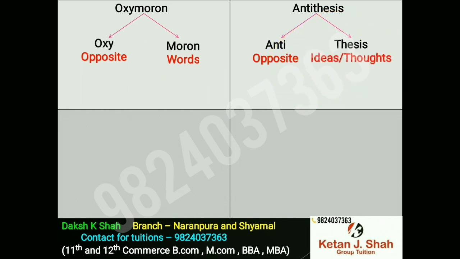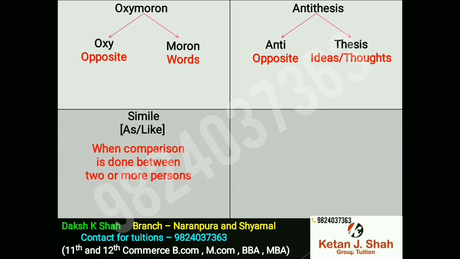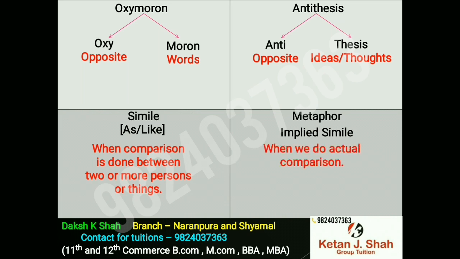Now let's see, the next one is simile. Simile means as or like. When comparison is done between two or more persons or things, it is called simile. And its pair is metaphor, implied simile. It is called implied simile because we do actual comparison. Actual comparison means, let's take an example.